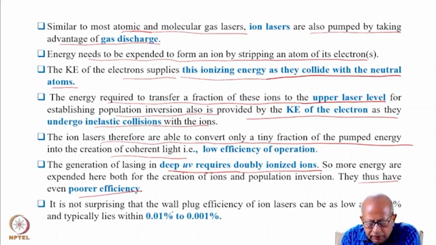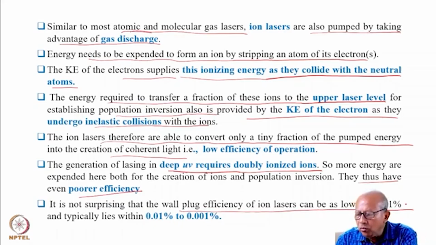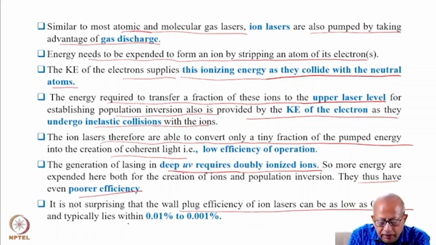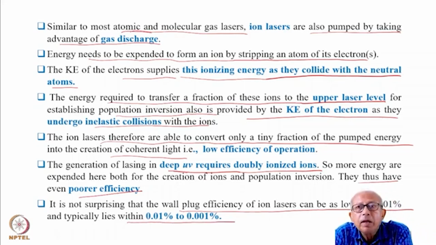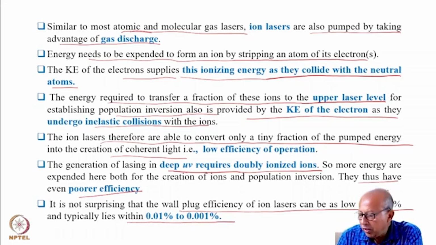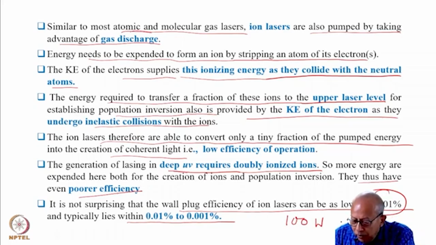It is not surprising that wall plug efficiency of ion lasers can be as low as 0.001%, and they typically lie within 0.01% to 0.001%. Suppose for the operation of such a laser, whose efficiency is 0.001%, we use a pump power of say 100 watt.